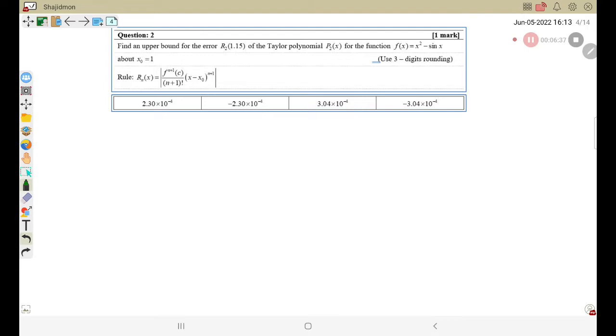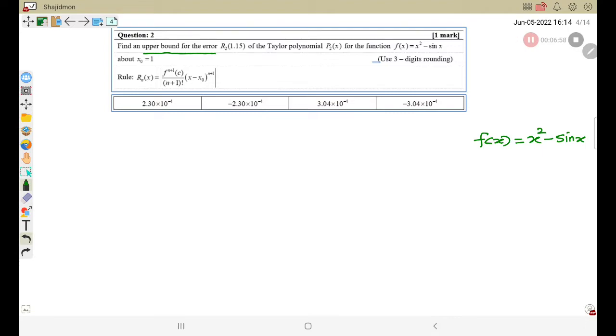Second question: find an upper bound for the error R2 of 1.15 of the Taylor polynomial P2 of x for the function f of x, which is given as f of x equals x power 2 minus sin x.